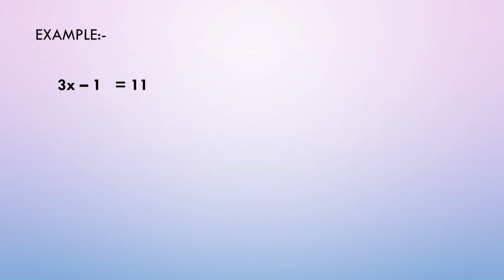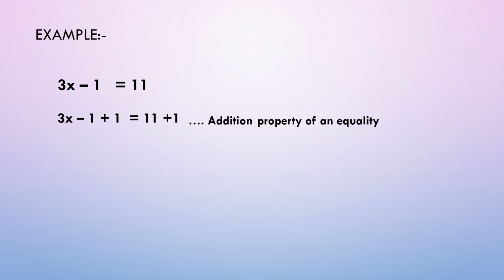Now let us solve the second example. 3x minus 1 is equal to 11. So here you have to find the value of x and you have to remove this minus 1. So to remove this minus 1, what you have to do? You have to add 1 on both the sides. So which property will we use here? Addition property of equality. So 3x minus 1 plus 1 is equal to 11 plus 1.